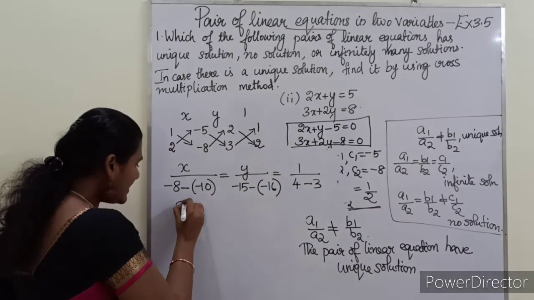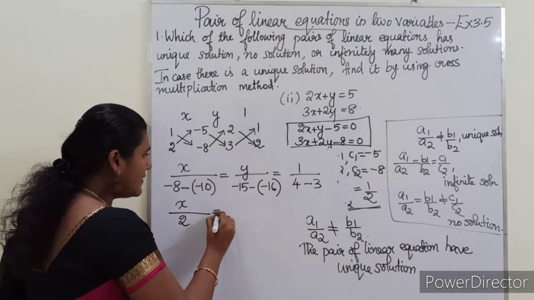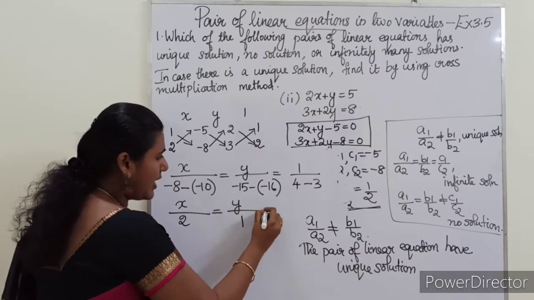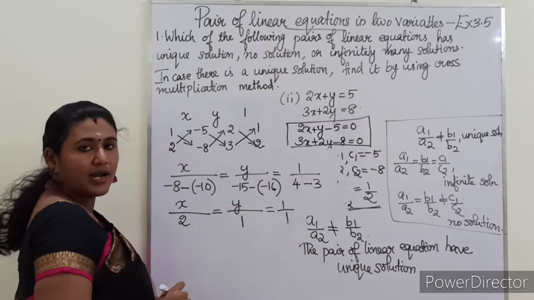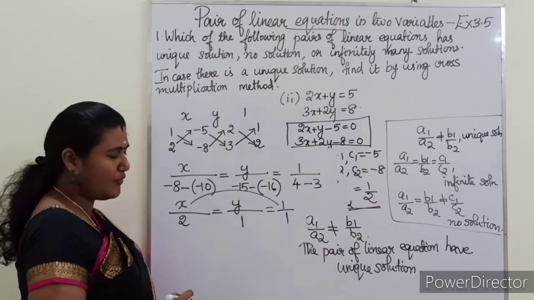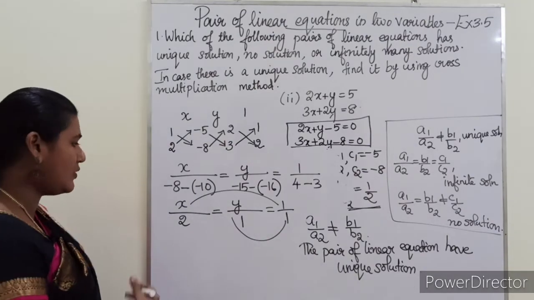Now we will simplify this. So x by minus 8 plus 10, that is 2, which is equal to y by minus 15 plus 16, that is 1, is equal to 1 by 1. Now if you equate the first and the third ratio, you will get the value of x, and the second and the third ratio, if you equate, you will get the value of y.